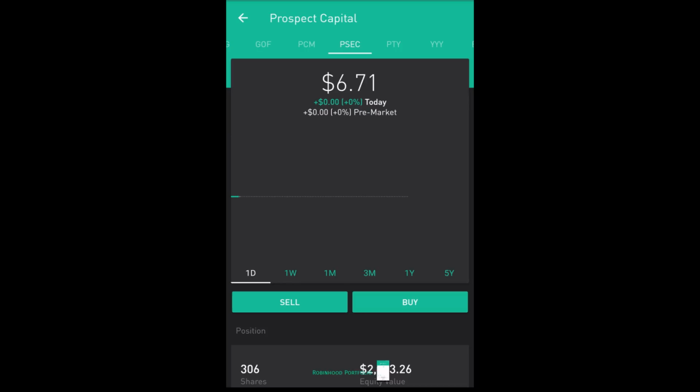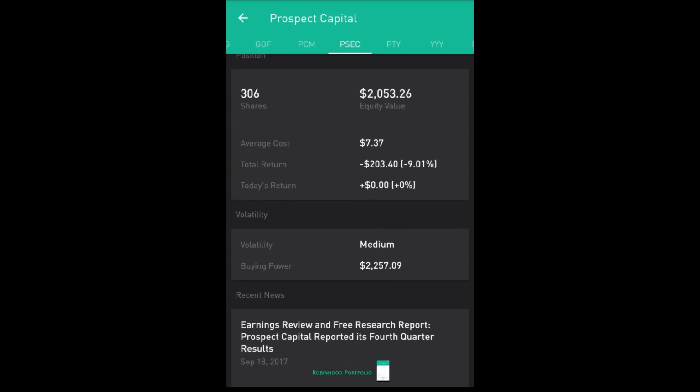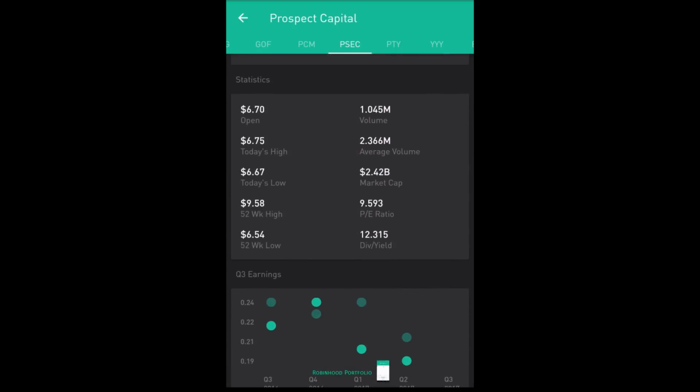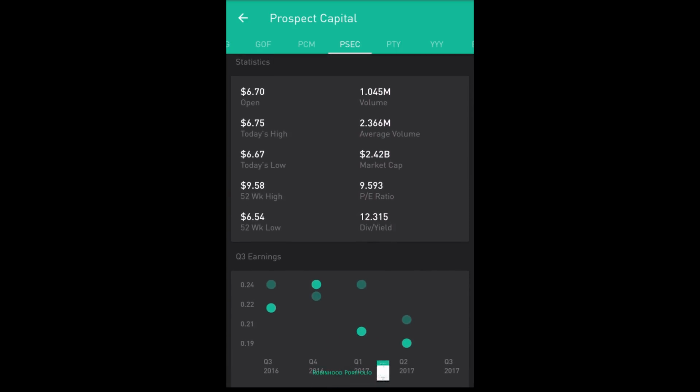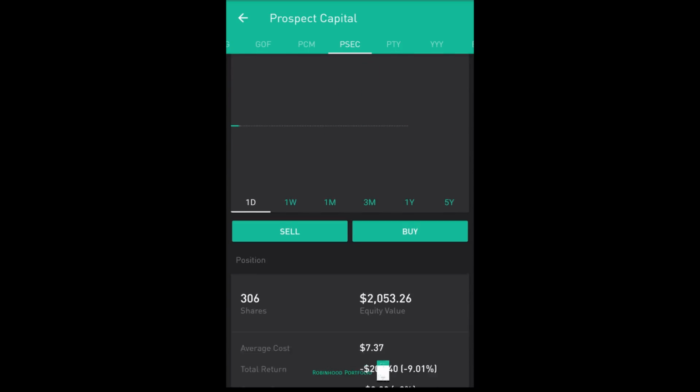When I take a look at new stocks that I'm thinking about investing in, I often reference net asset value when talking about ETFs and business development companies, which is this company here, PSEC. I thought I'd use PSEC as an example, Prospect Capital, a business development company that has a great dividend yield. You can see in the statistics part here, it's currently displayed at 12.315, but it's really closer to 10 or 11% because of a recent dividend cut.